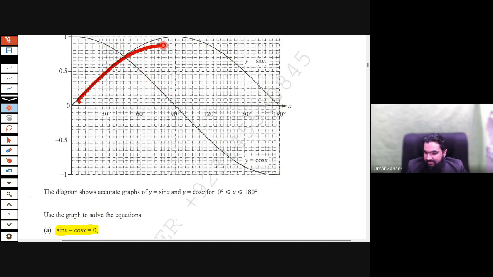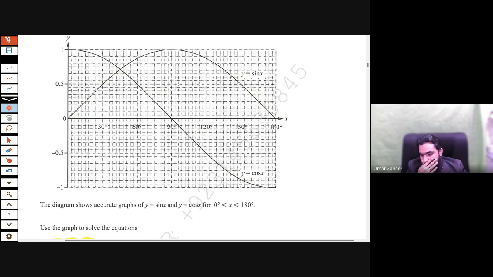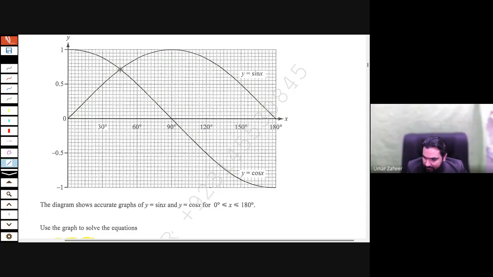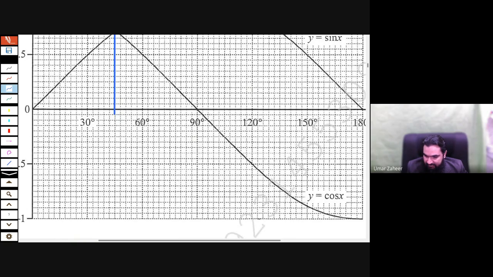This is the graph of sine x. This is the graph of cos x. At which point are both values equal? The point between 30 and 60. Now look here. We have 10 separations, 1, 2, 3, 4, 5, 6, 7, 8, 9, 10. It is 30 degrees and there are 10 separations, so 30 divided by 10 is 3. This means one block is equal to 3 degrees. So 30, 33, 36, 39, 42, and 45.